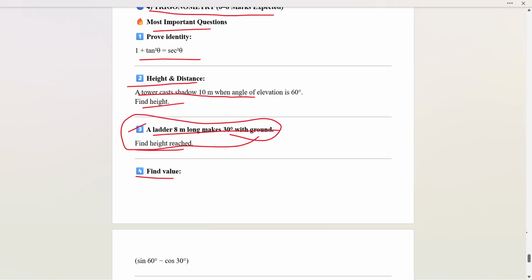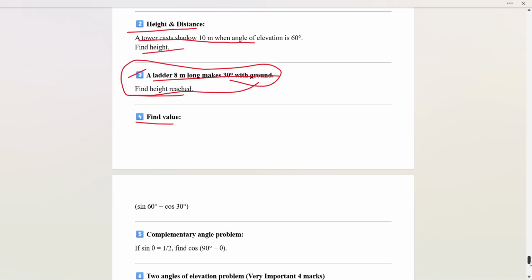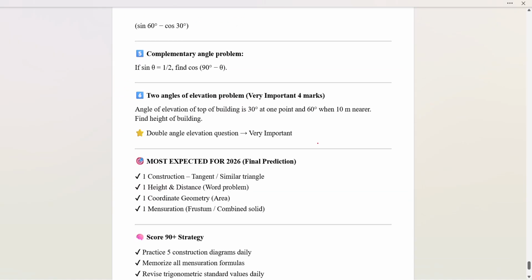Next is find the value of sine 60 degree minus cos 30 degree. Fifth is a complementary angle problem. If sine theta is equal to half, then find cos of 90 minus theta. You can find the theta and then cos 90 minus theta. Here are two angle of elevation problems, very important, and they ask for 4 marks.